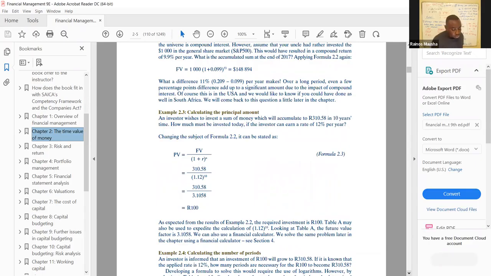Now, it's not all the time that you are expected to find the future value. You can also be given the information and be asked to find the present value as well. And this is what they're giving us in example 2.3. Can you quickly read through example 2.3 and we go through it together?